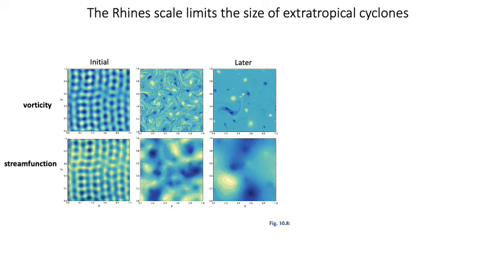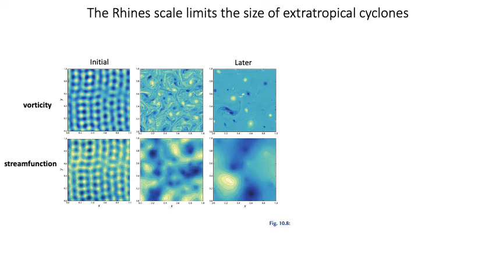I'm going to give you three different examples. The first, at the top level, is a practical way to think about it: the Rhines scale limits the size of extratropical cyclones, or baroclinic eddies, if you will. This is a fairly complicated figure from Vallis, chapter 10, which is on turbulence, but I'm just going to give you a sense of this idea.